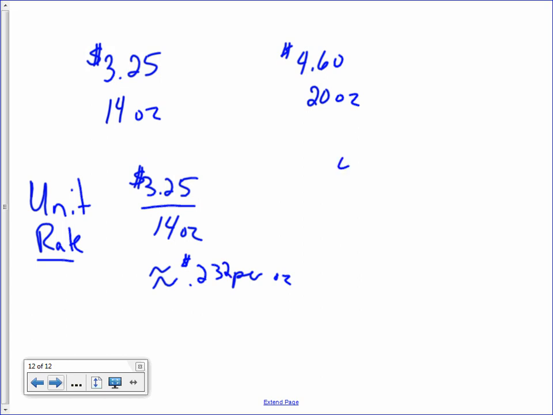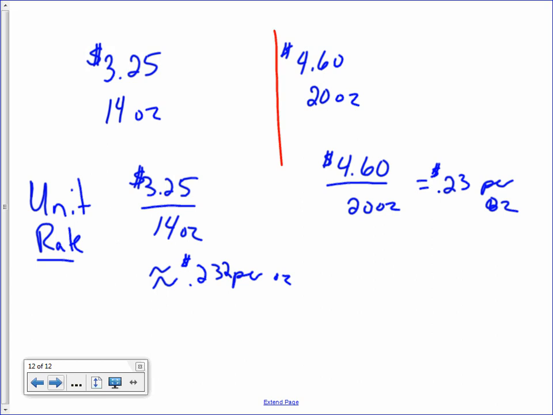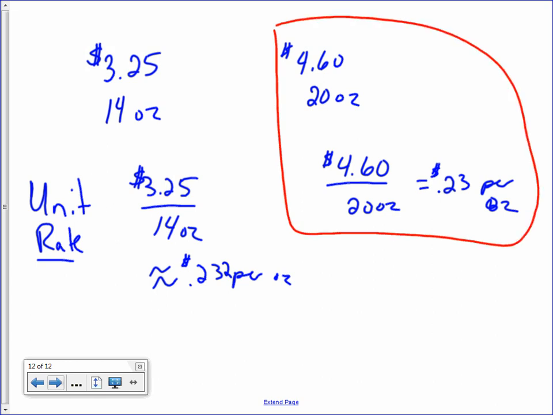This one, if I take $4.60 divided by 20 ounces, you would get exactly 23 cents per ounce. So which one's the better deal? The better deal would be the cheaper one. So in that case, the one that was $4.60 for the 20-ounce box would be a better deal. Okay? That's one thing you're going to be asked to do today, is find unit rates. So you're just finding out how much it is for one.